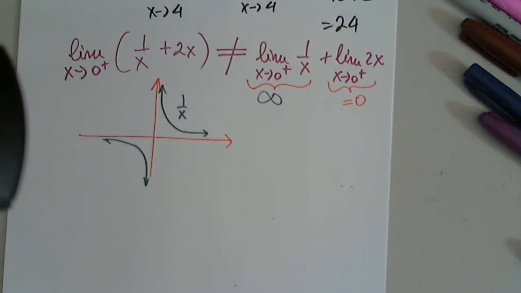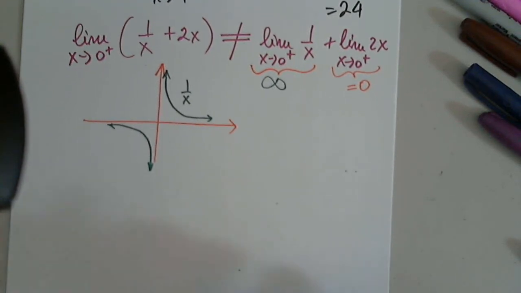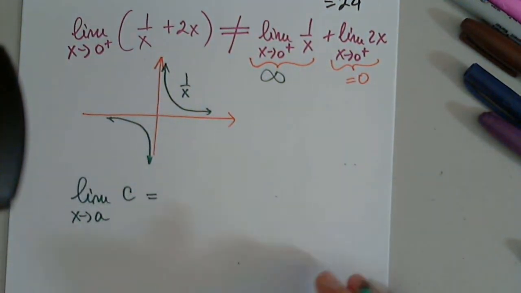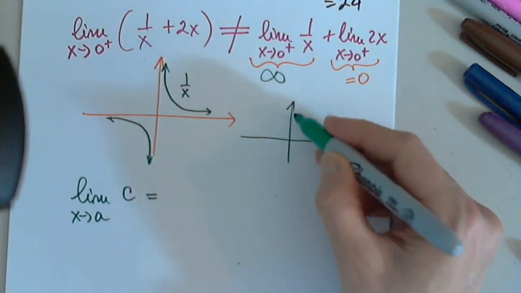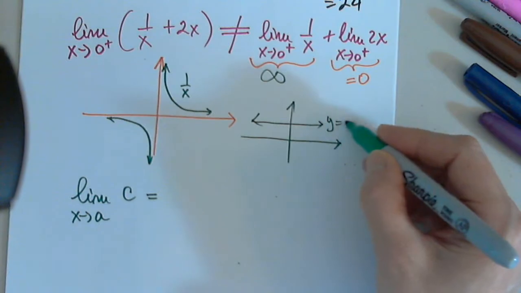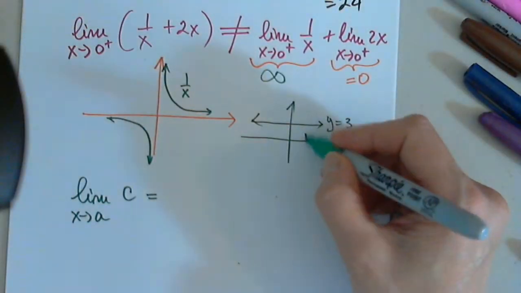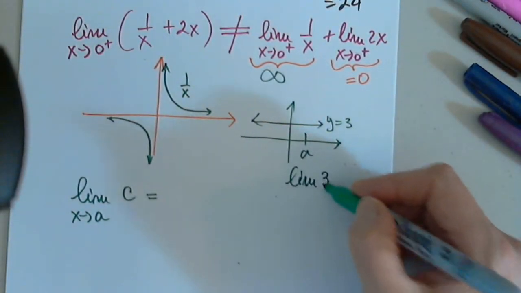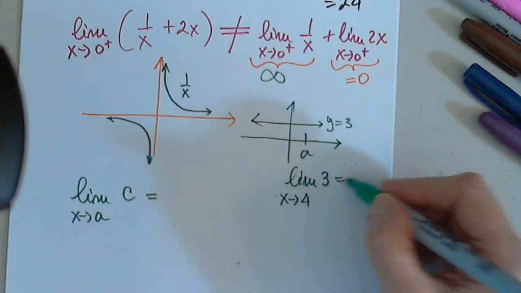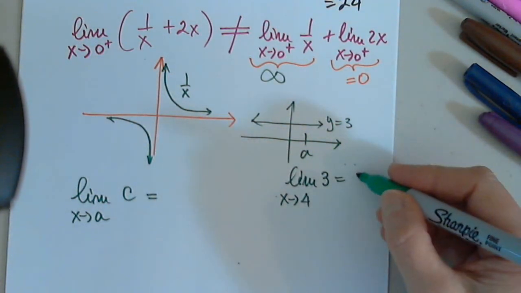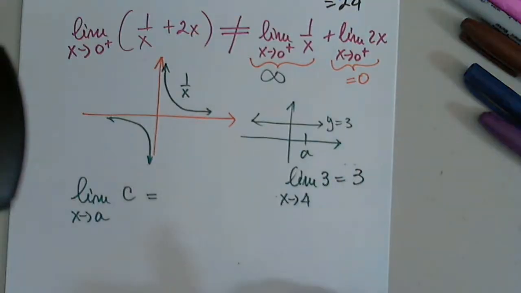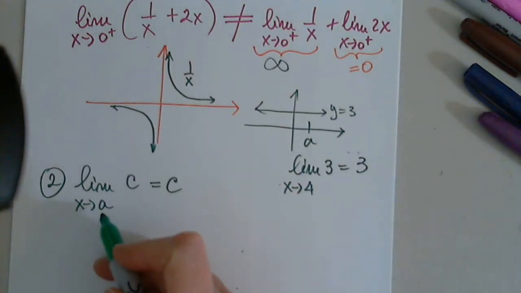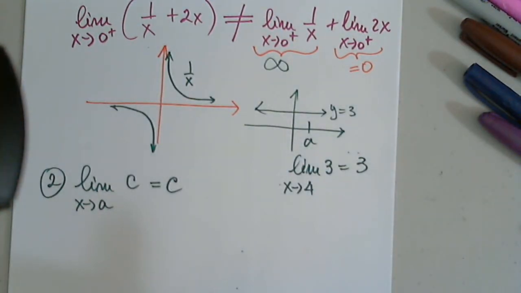Under 20 minutes, it takes much less time. Okay, so the limit of a constant as x approaches a. For example, here's the constant y equals 3. And here's a, whatever you want. What is the limit of 3 as x approaches 4? How much? 3. That's it. So the limit of a constant equals the constant. Who cares where this is going? The limit of a constant is still a constant.